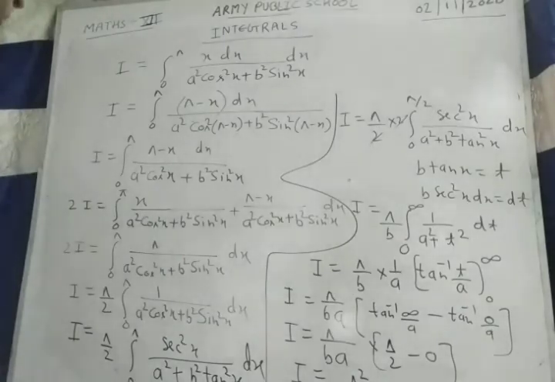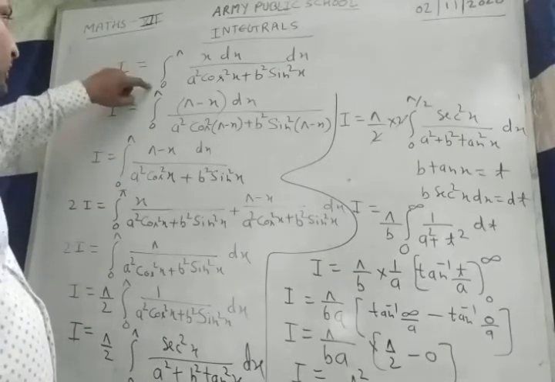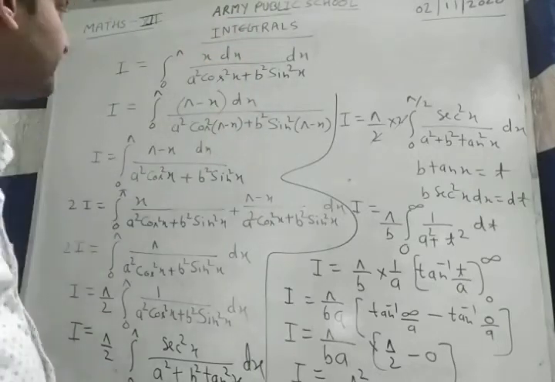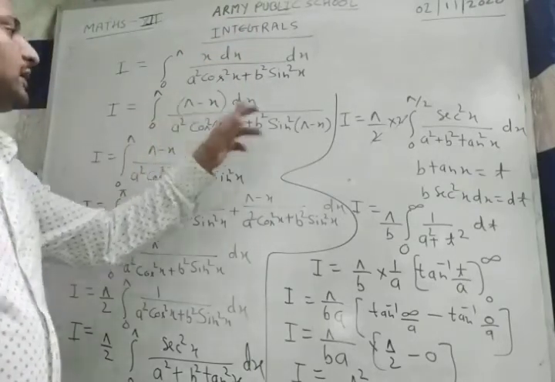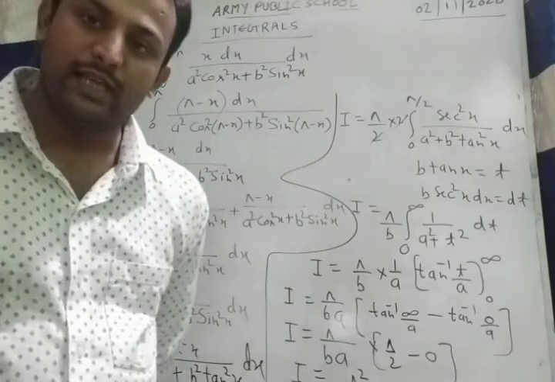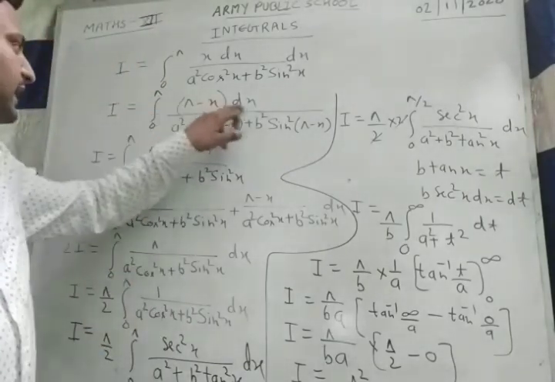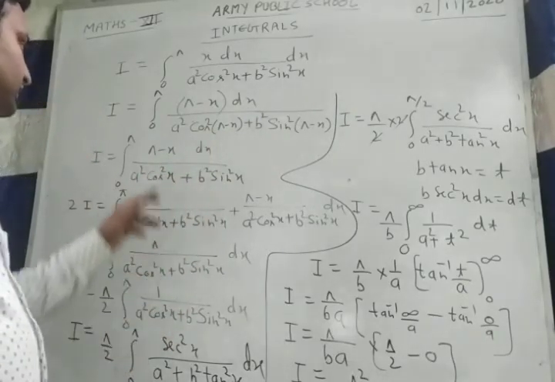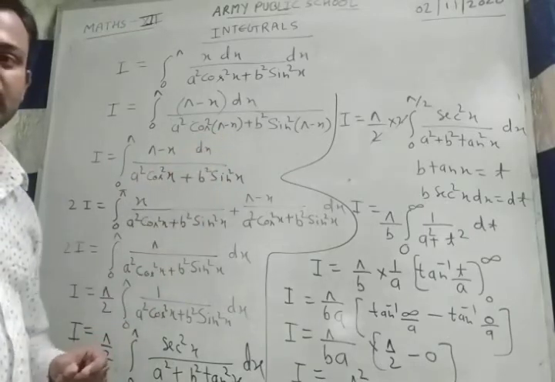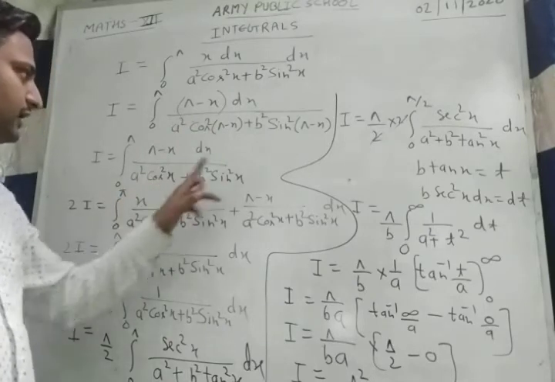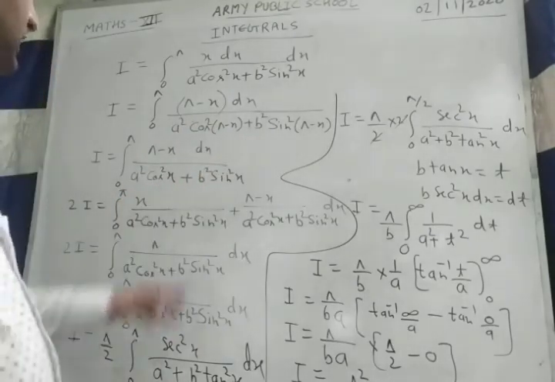Okay. So let's see once again what we have done in this question. This is a very important question. Let's see. We are given integral from 0 to pi of x dx by a square cos square x plus b square sin square x. Now for 0 to pi, we will apply the property: integral from 0 to a of f(x) dx is equal to integral from 0 to a of f(a minus x) dx. So we write pi minus x in place of x everywhere.